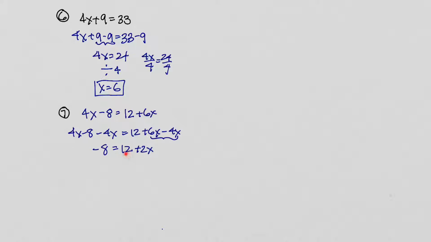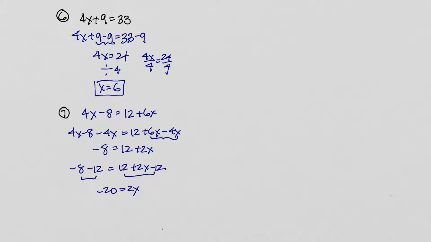Let's get rid of the 12, and then we'll get rid of the 2. So let's eliminate the 12. It's being added, right? It's positive 12. Let's subtract 12. So it will be negative 8 minus 12 equals 12 plus 2x minus 12. That 12 minus 12 goes to 0. And negative 8 minus 12, there's a negative 20, equals 2x.